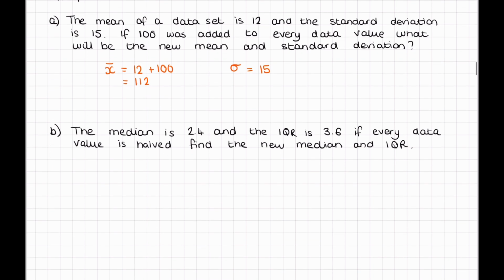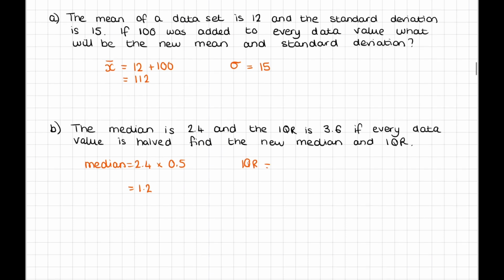Part B, the median is 2.4 and the interquartile range is 3.6. If every data value is halved, find the new median and interquartile range. So if we're halving everything, that also means our median is going to be halved. So it'd be 2.4 multiplied by 0.5 or a half, which would give us an answer of 1.2. Then the interquartile range would also change because the spread of the data is going to decrease when we're halving everything. So our interquartile range will also halve, which will give us 1.8.